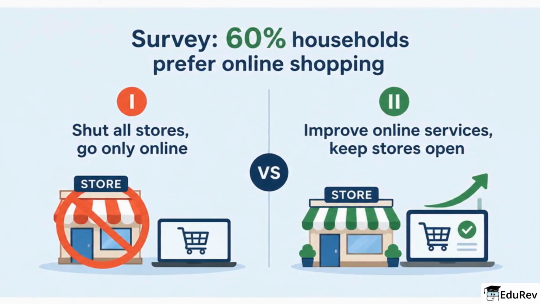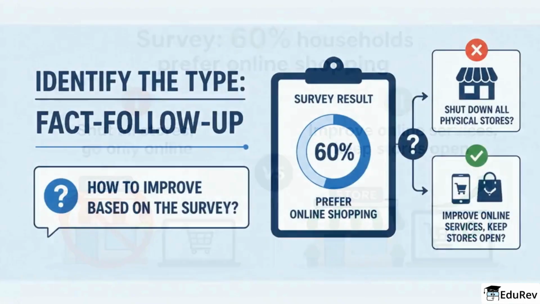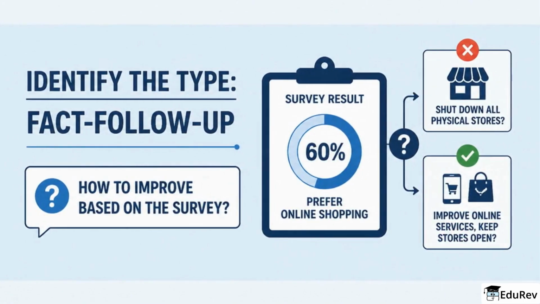Now another example. A survey shows 60% of households prefer online shopping for daily goods, and actions proposed are: I. Shut down all physical stores and go only online. 2. Improve online services while keeping physical stores open. Identify the type. This is a fact follow-up asking how to improve based on the survey.